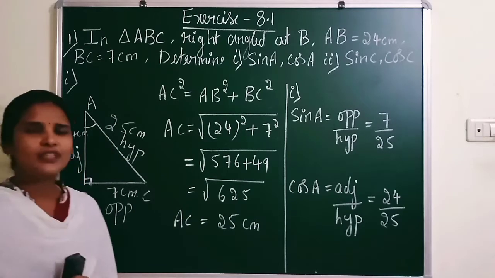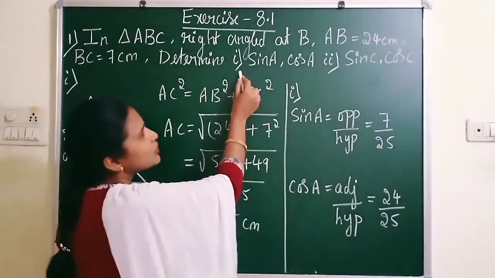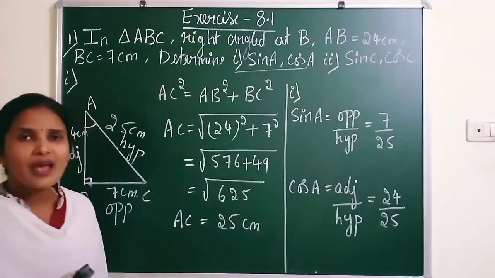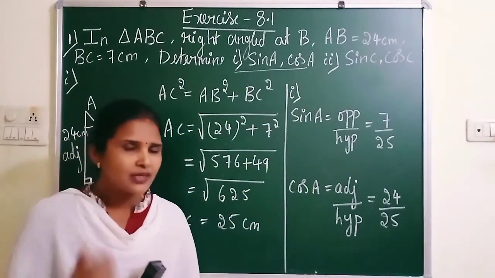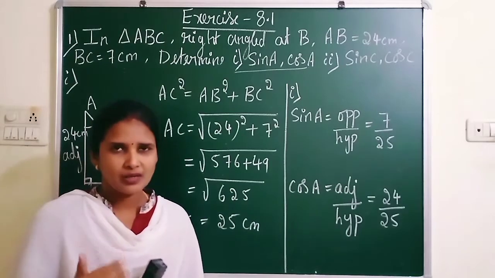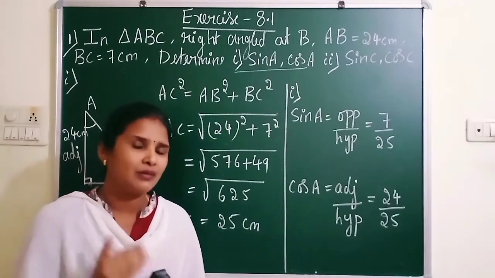Now let us move to the exact question. What is the exact first sub question you can see here? I should find sin A and cos A. I already said, we have trigonometric ratios with respect to an acute angle. Be careful.